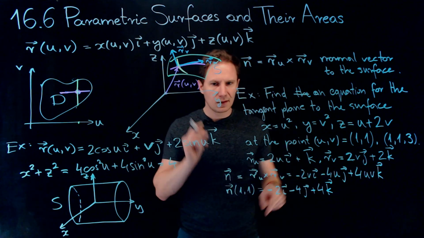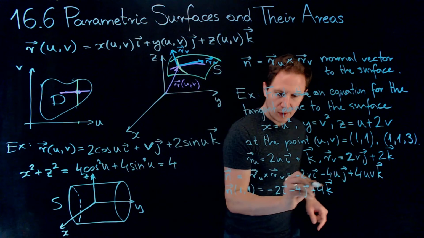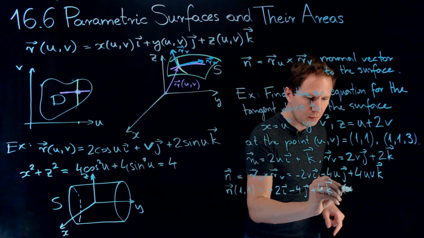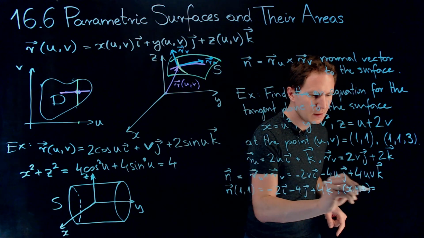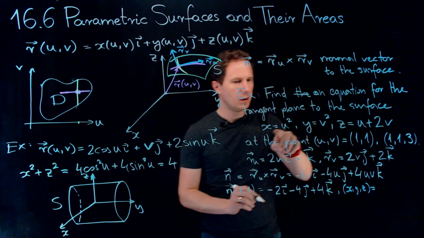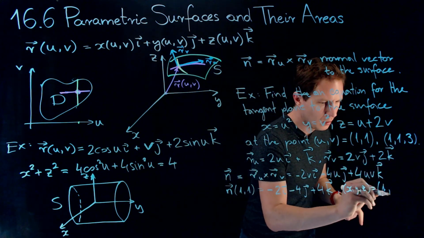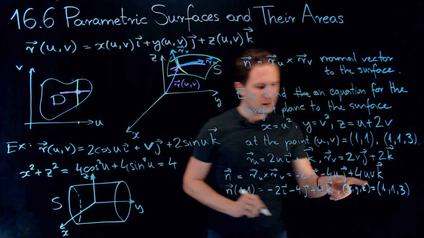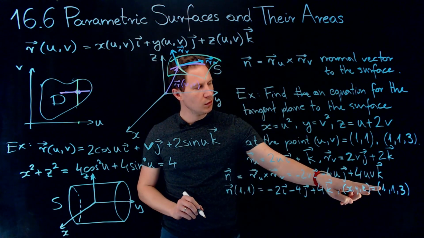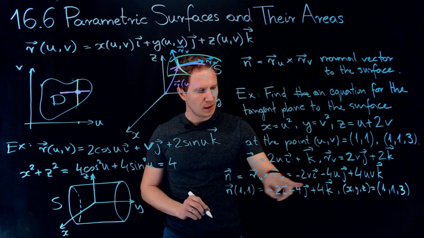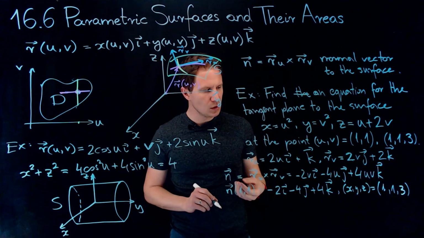So that's our normal vector, and the point has coordinates. Remember, x, y, z coordinates. u equals 1, v equals 1. These equations give us these coordinates 1, 1, 3. So that's the point at which we want to find the equation of the tangent plane, and this is one normal vector to the tangent plane.